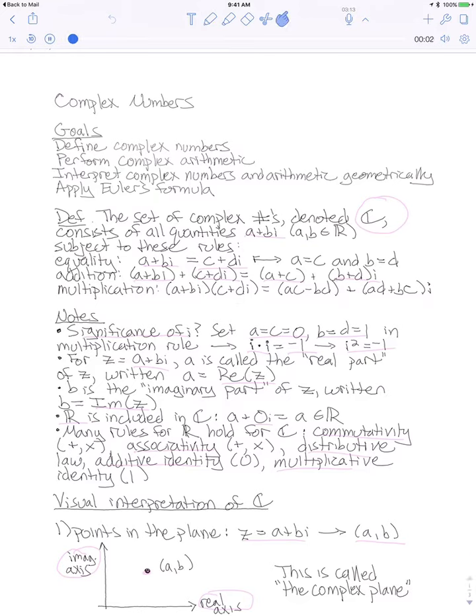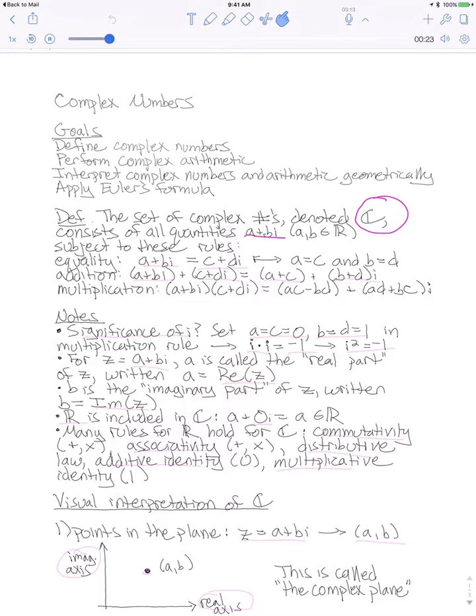Okay, folks, later in working with differential equations, being able to understand complex numbers will be important. So let's start by defining the complex numbers. It's the set that we denote with this kind of funny looking C here, and it consists of all quantities a plus bi, where a and b are real numbers, subject to some rules, okay?